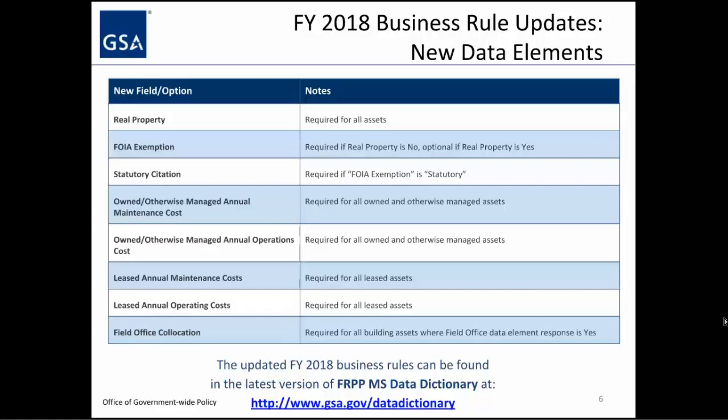The last item, there's field office co-location. This was done via a manual data call. We have now incorporated it into the normal FY18 reporting. You only report this data element if it is a building, if that building is an office building, and if that office building is reported as a field office for the field office data element.